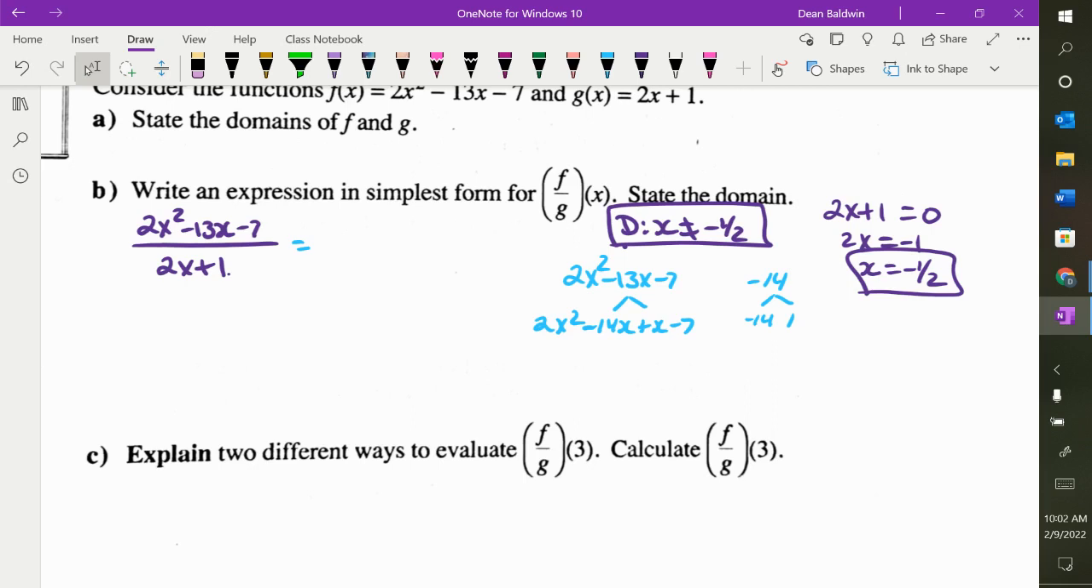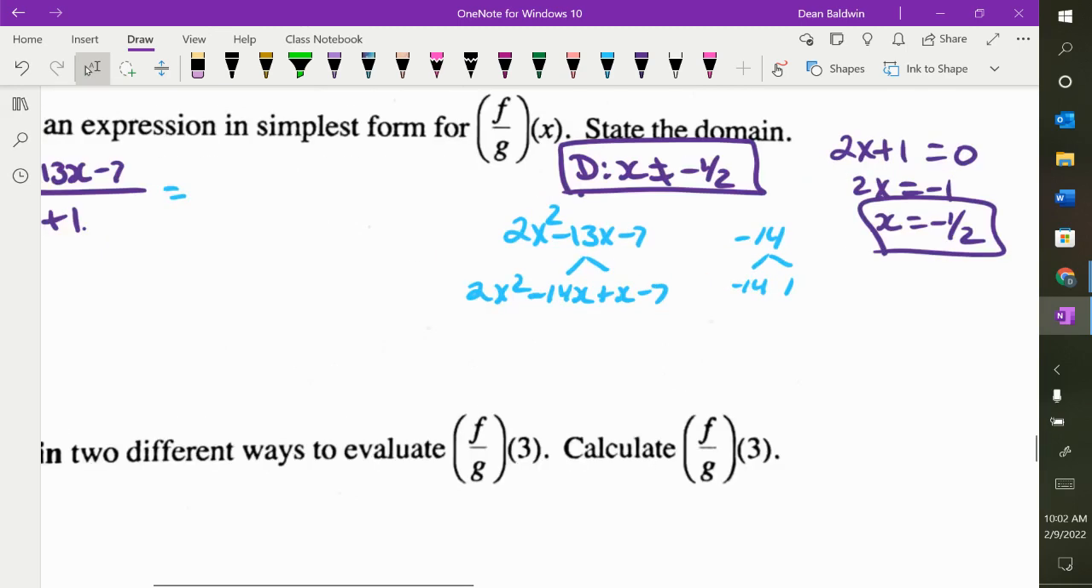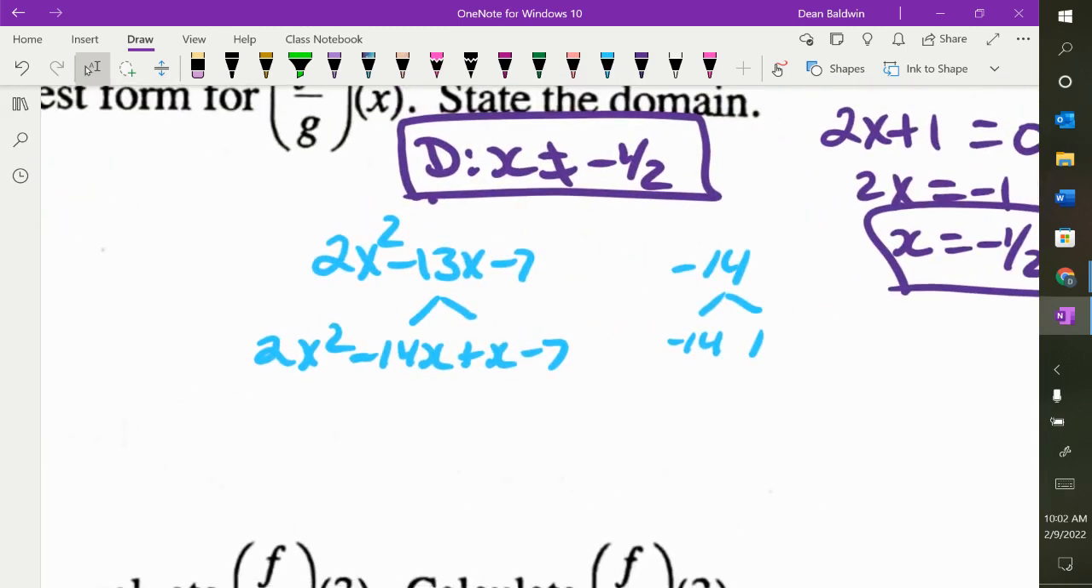What do I do from there? I can zoom in if you want. What do I do now? Bracket the first two, and take out a common factor. What's a common factor of 2x squared minus 14x? 2x comes out, leaving us with x minus 7. What do I do now?